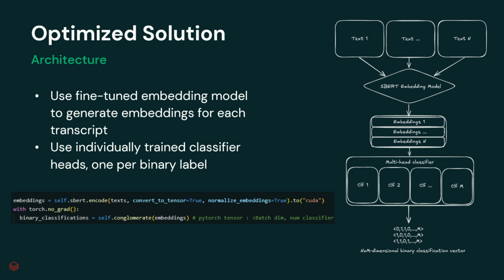Looking at the snippet of code, we have a sentence BERT model. It's going to encode the text. So here is a full transcript. We want the tensors to come back. We want to normalize the embeddings. We want the tensors to move to GPU. On the second line, we are turning off gradient calculation. And on line 3, we have the conglomerate model, which is a multi-head classifier. It's going to take the embeddings as input and output the yes, no, true, false predictions for every given label.